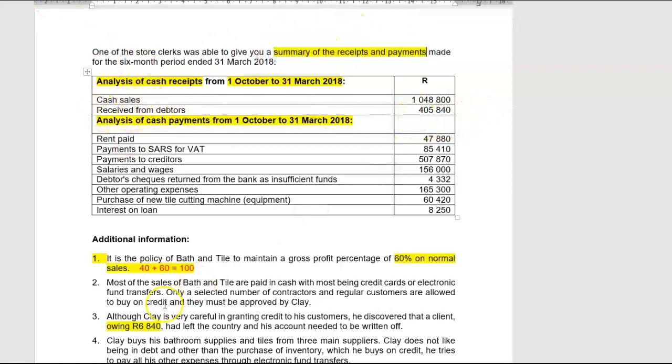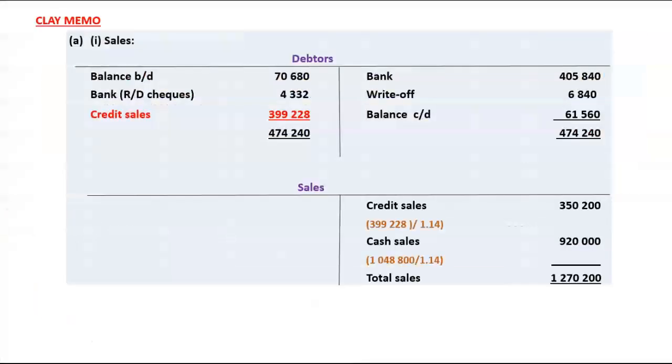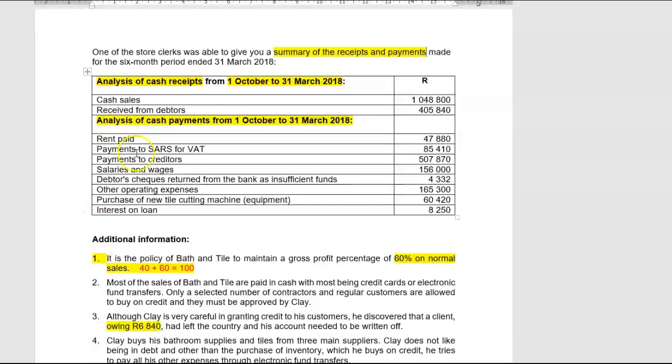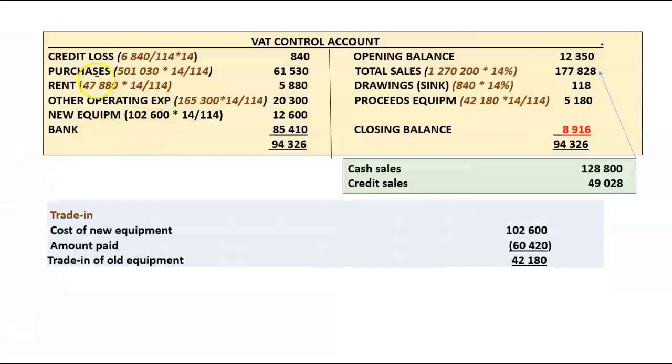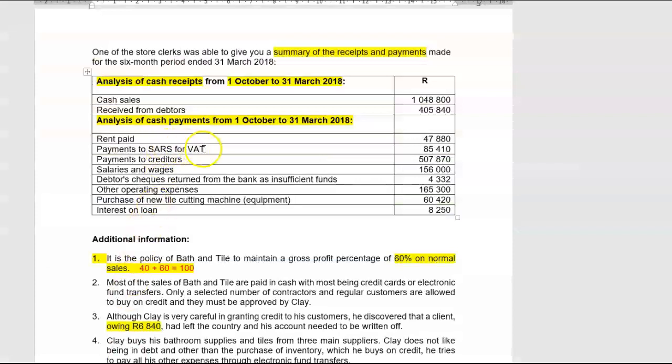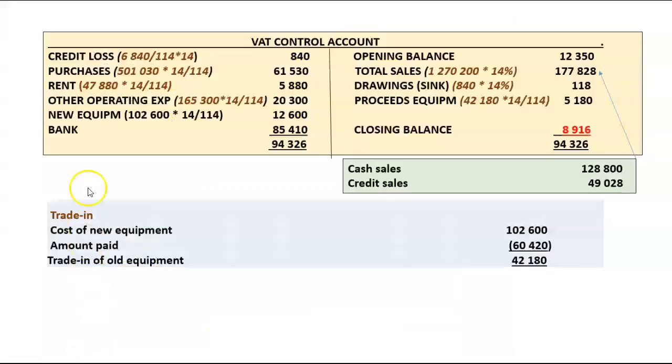Received from debtors, 405,840. So in our debtors account on the credit side, bank, 405,840. We've already dealt with the cash sales. Then cash payments, rent paid. I'm not worried about the rent paid, but I'm worried about the VAT that we can claim on the rent paid. So in our VAT account, the 47,880, we're going to take out the VAT and we're going to divide it by 1.15 times 0.14 to give us the VAT input that we could have claimed of 5,880. Payments to SARS for VAT, 85,410. We credit our bank account and we debit our VAT control account.